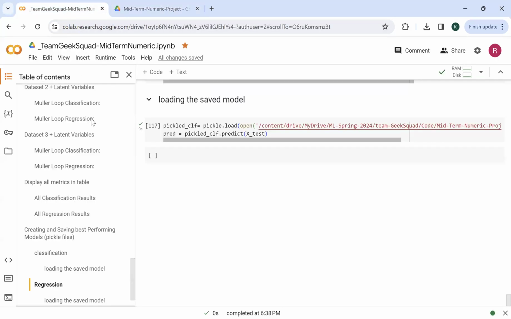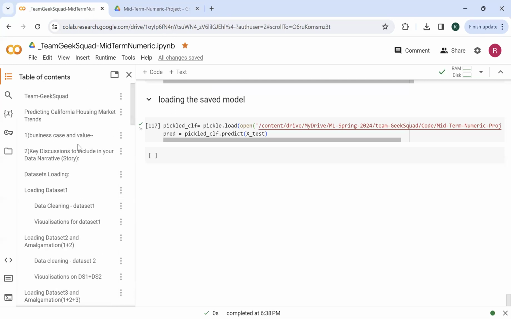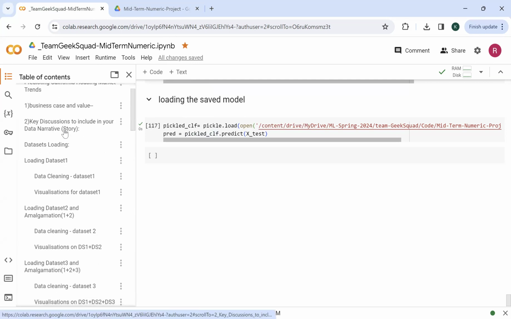Coming to the work division, myself and Suresh worked on the data scraping part of getting the data of the property crime values, the volume crime values, and the walk score latent variables data sets. And we have performed the EDA visualizations and the cleaning part on all the data sets.